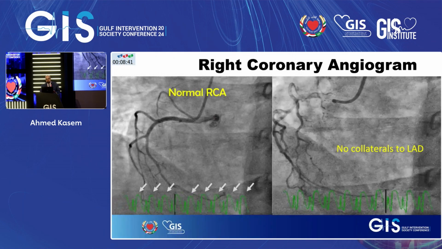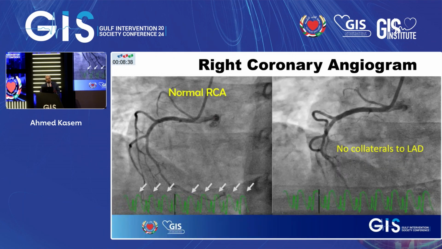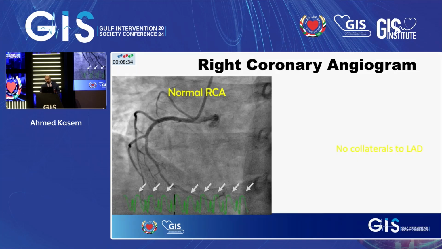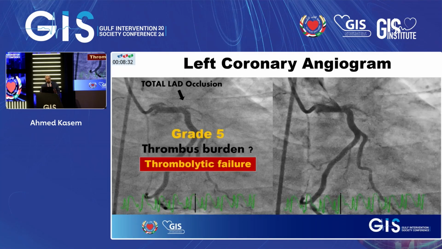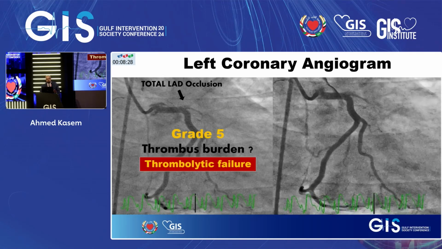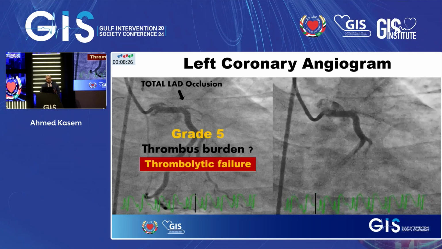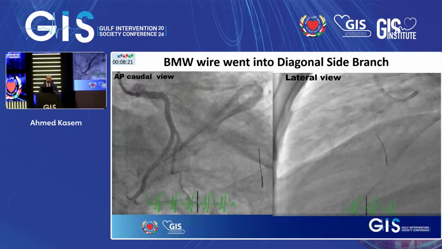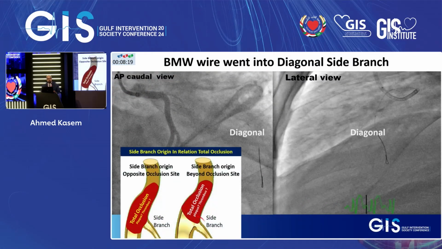His right system showed no significant lesion and also no collaterals to the left system. His left system still showed persistent occlusion of the proximal part of the LAD, grade 5 thrombus burden, as all of us know, after thrombolytic failure. So immediately I passed a BMW wire, but the wire went to the diagonal branch.